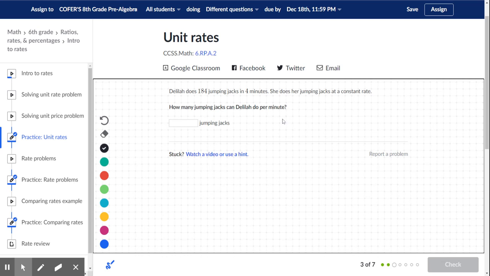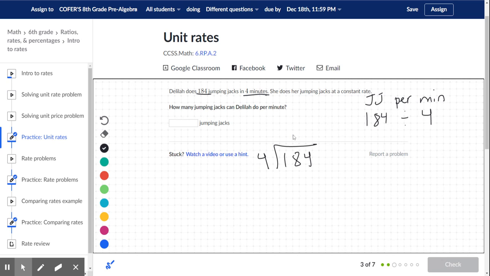This one, Delilah does 184 jumping jacks in 4 minutes. She does her jumping jacks at a constant rate. How many jumping jacks can Delilah do per minute? So they want to know about jumping jacks. I'm going to put the JJ per minute. She had 184 of them, so I'm going to write 184. She spent 4 minutes doing so, so I'm going to write 4 underneath my minutes. The word per means to divide. So I now need to know what 184 divided by 4 would give me.